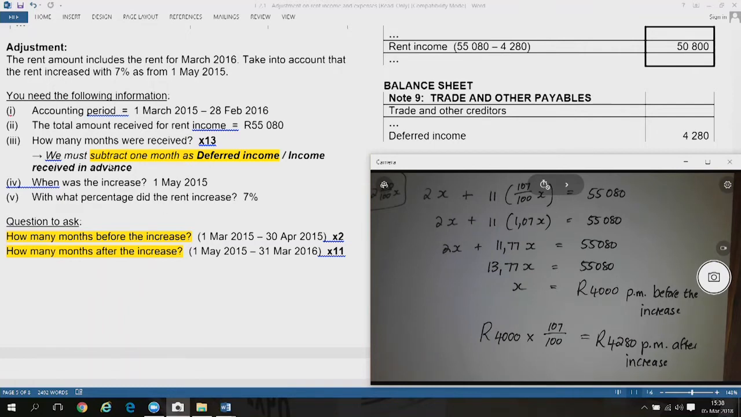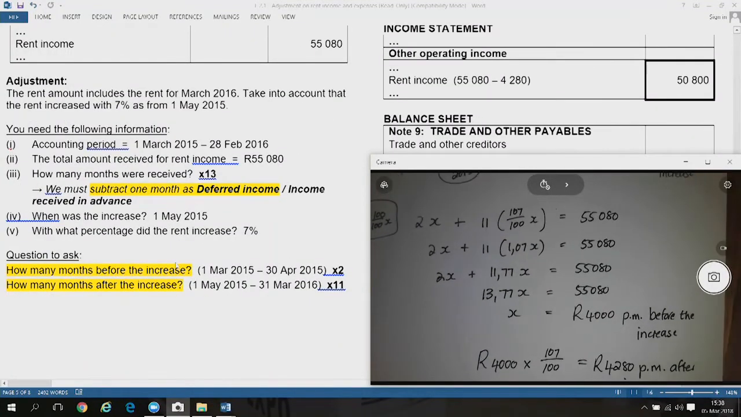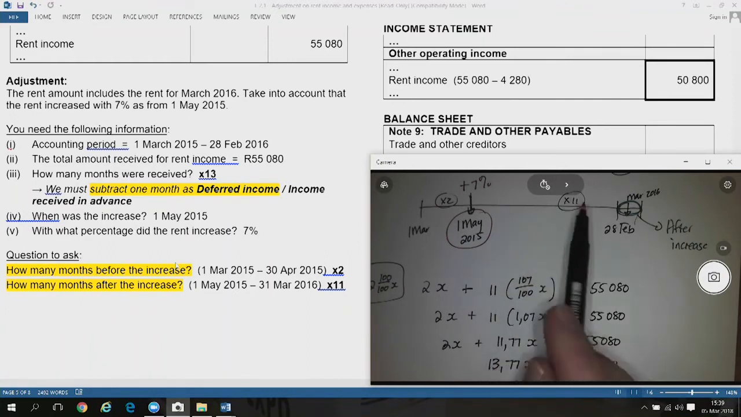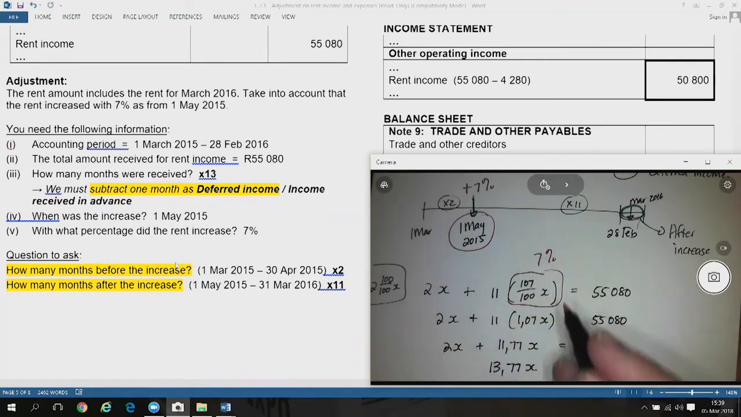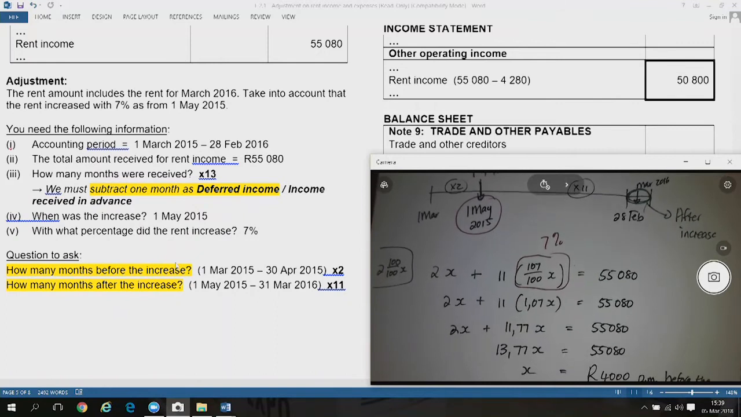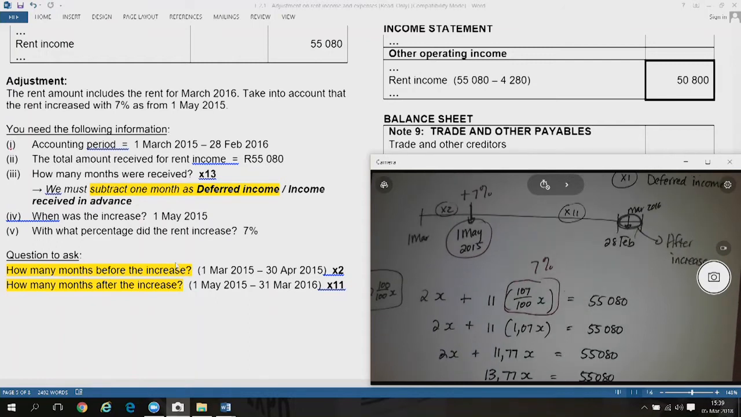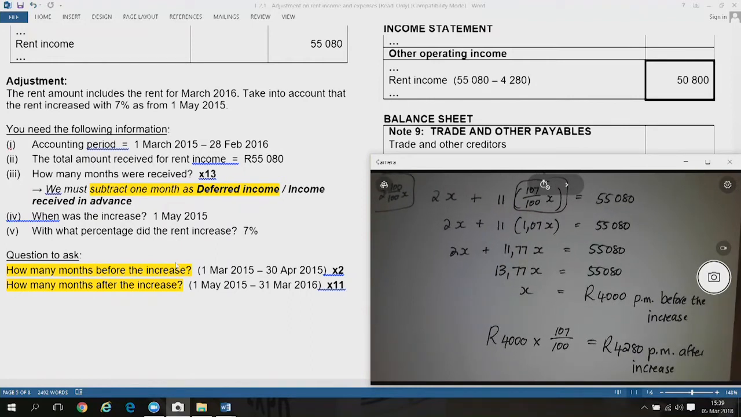I put the whole calculation there on top. There's all the x's, but as long as you just concentrate on this. This is how many months before the increase? 2. How many months after the increase? 11. This is your increase, 7% increase, 107 over 100. Then you just simplify, add to each other, 1,07 times it by 11. And then you've got your 4,000 Rand before increase, but we need after the increase. So that's why we calculate it after the increase.